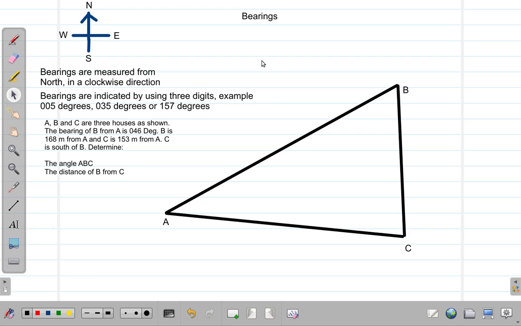Let's look at this example of a question on bearings. A, B, and C are three houses as shown. The bearing of B from A is 046 degrees. B is 168 meters from A, and C is 153 meters from A. C is south of B. Determine the angle ABC and the distance of B from C.